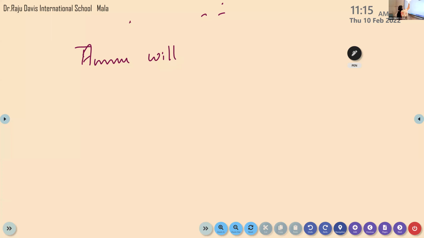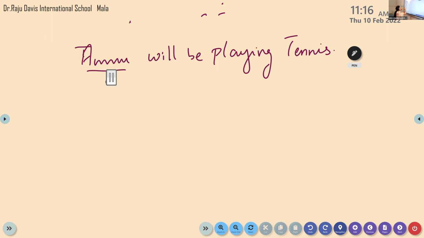Ammu will be playing tennis. Okay, change the sentence into passive voice. Subject of the sentence, Ammu. Object of the sentence, tennis. Finite verb, will be playing. Okay, what is the tense form? Future continuous. It is written in future continuous form.